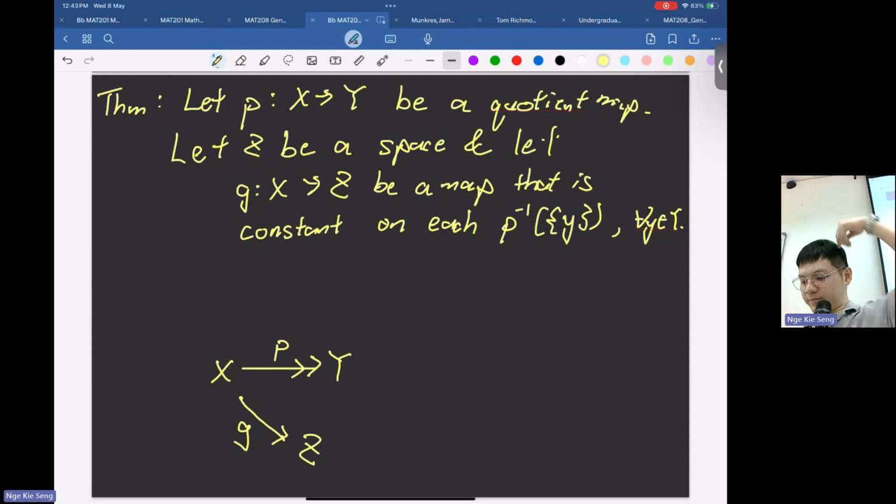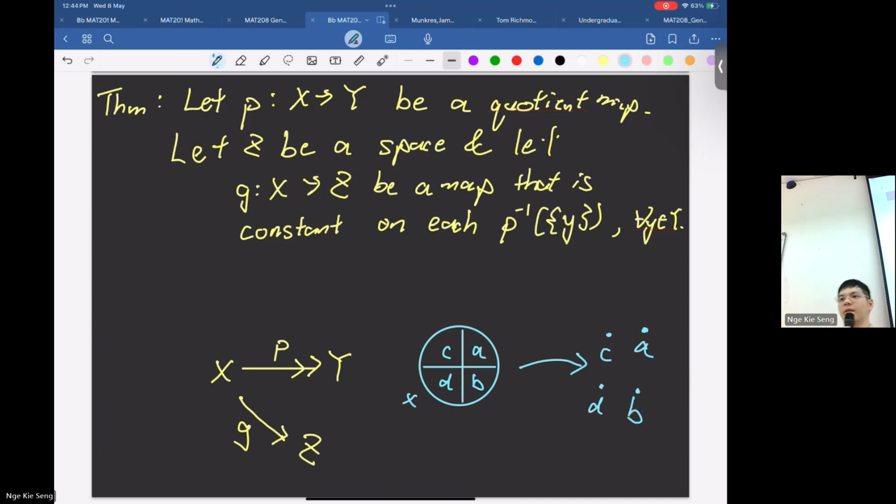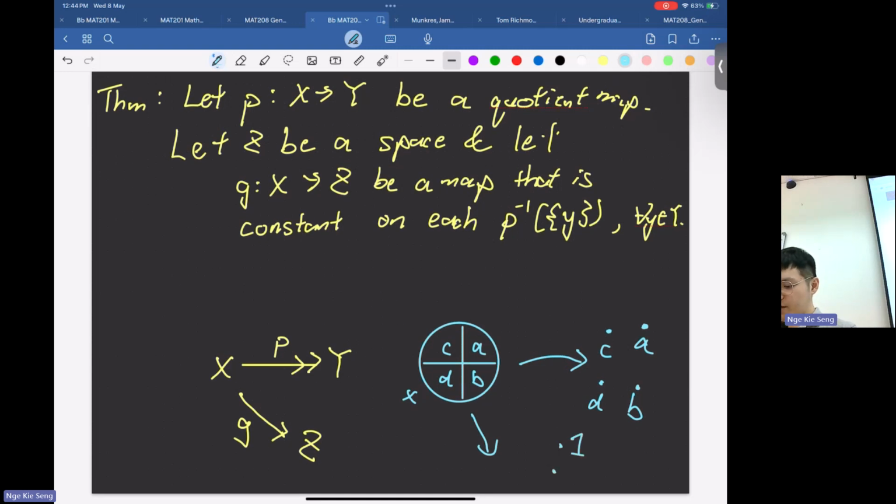Let me think how to draw this. Okay. Since it is a quotient map, let's say this is X, and then we quotient it. Maybe we quotient it into regions A, B, C, D, and I send it to A, C, D, B like that. Quotient or not? So I send region A to a partition A. And what does it mean by constant here? I send region A maybe to 1, region B to 2, region C to 3, region D to 4. So it's constant on the whole region. I send the whole region to one thing. This is what it means by constant.